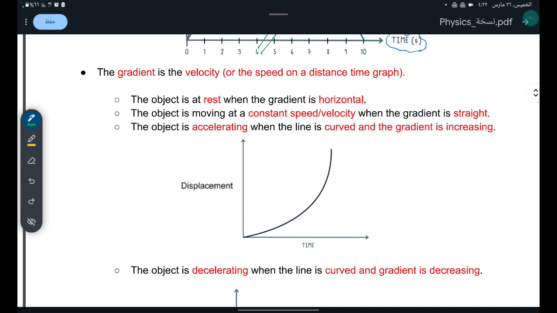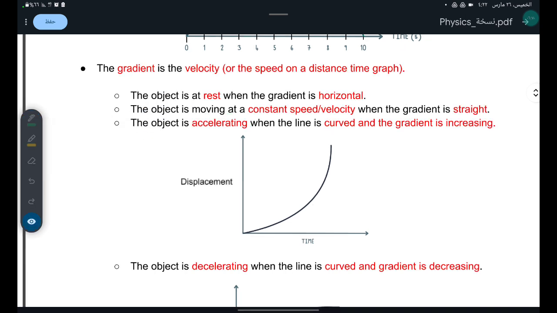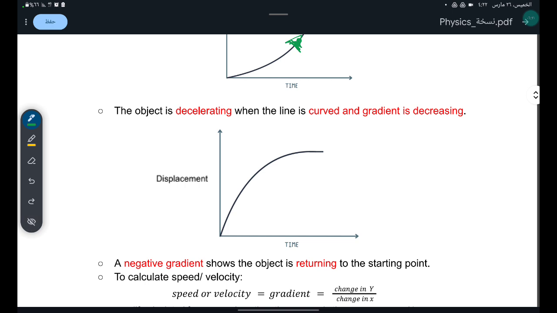Displacement and time. The object here is accelerating when the line is curved and the gradient is increasing. The object is decelerating when the line is curved and the gradient is decreasing. This is the starting point, 0,0, and the object is decelerating.